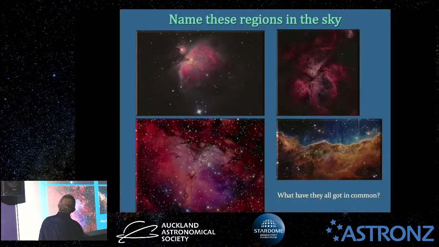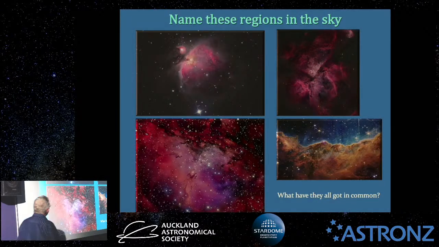So I need a bit of time for audience participation. Can someone tell me the name of this object in the sky? Orion. Yeah, Orion Nebula, Great Orion Nebula, M42. How about this one here? Carina Nebula, absolutely. Well done, Neville.